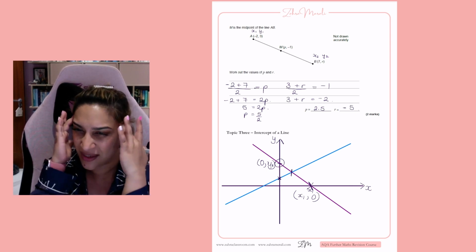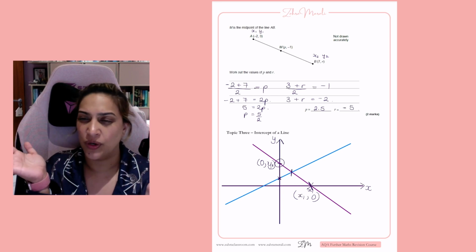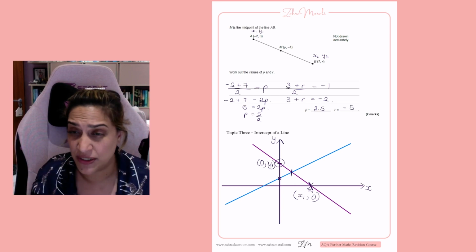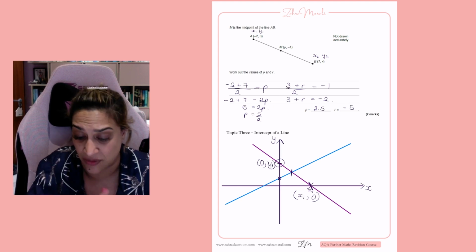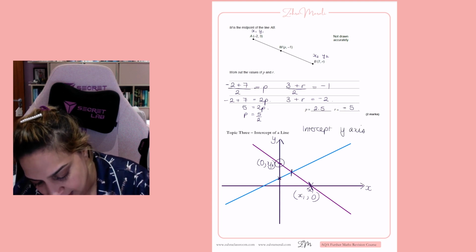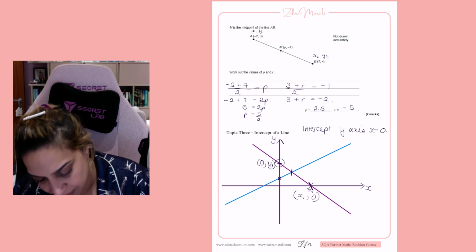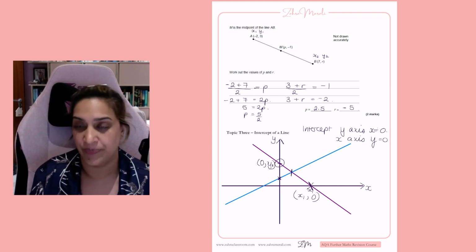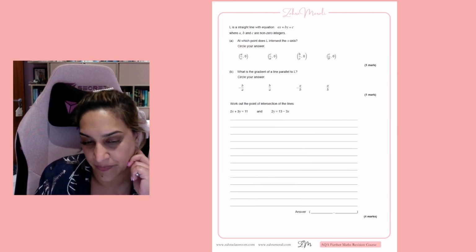So you've got to really think: if they say, what is the intercept of the x, people normally immediately put x is 0. That's wrong. It's y is 0. So when you intercept the y-axis, x equals 0. And when you intercept the x-axis is when y equals 0. Okay, let's have a look at some questions.